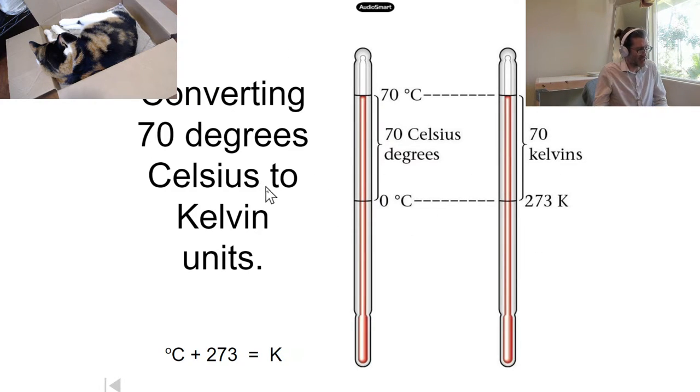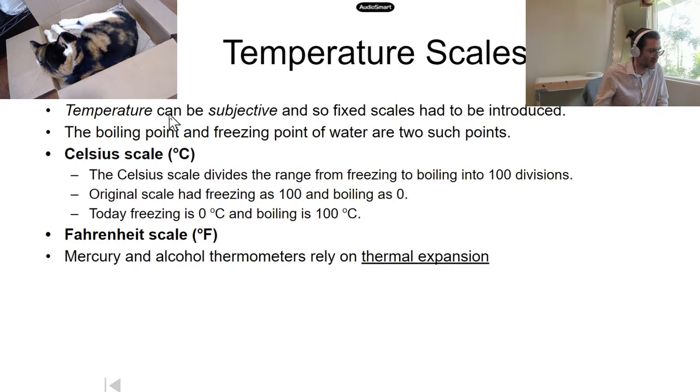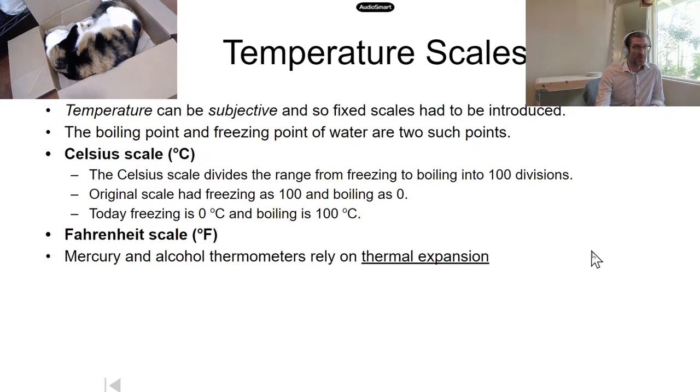If we want to convert 70 degrees Celsius to Kelvin units, all we do is add 273, because as it turns out, the freezing point of water is 273 units of temperature above absolute zero. So if we take Celsius and add 273, then we end up with Kelvin units. Simple, easy, sensible. And the reason we do this is because temperature can be subjective, and so fixed scales had to be introduced. We like using the boiling point and freezing point of water because they are properties that can be pretty consistently replicated.